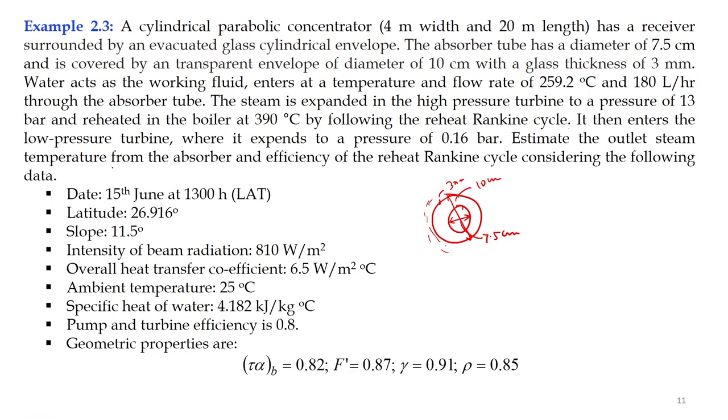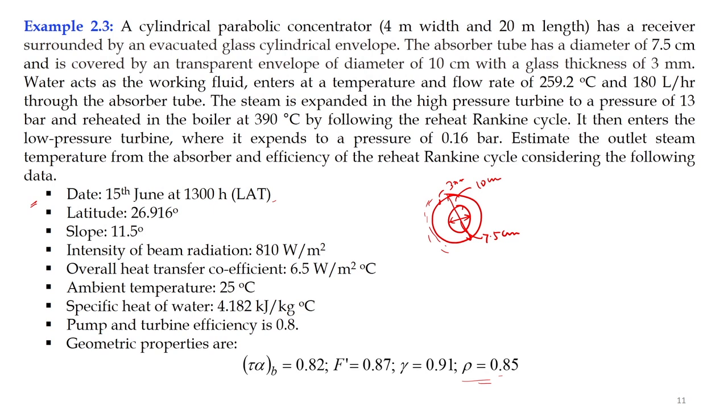We need to estimate the outlet steam temperature from the absorber and the efficiency of the reheat Rankine cycle considering the data which is given here. Like the date is 15 June at 1300 hours, which is local apparent time, and latitude is given as 26.916 degree, slope is 11.5, intensity of beam radiation is 810 watt per meter square, overall heat transfer coefficient is given as 6.5 watt per meter square degree Celsius, ambient temperature 25 degree Celsius, specific heat of water is 4.182 kilojoule per kg degree Celsius, pump and turbine efficiency is the same as 0.8, and the geometric parameters like tau alpha for beam radiation, then collector efficiency factor, then intercept factor, reflectivities, all information is given to us.